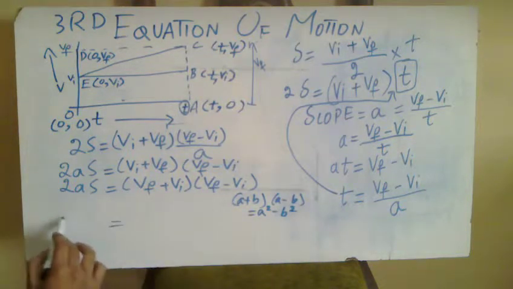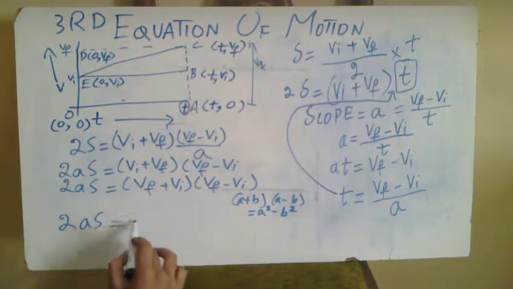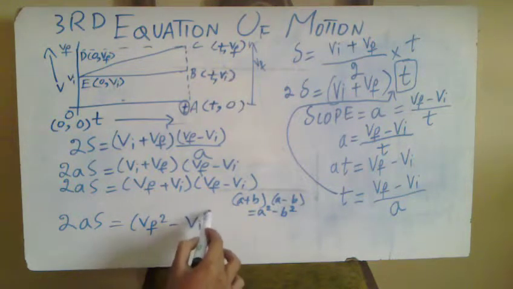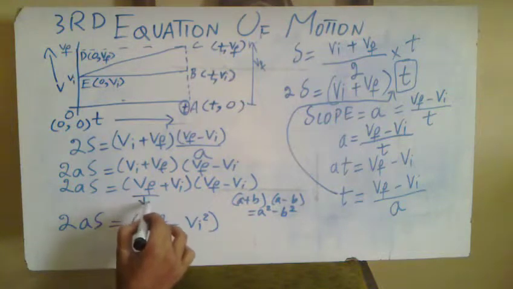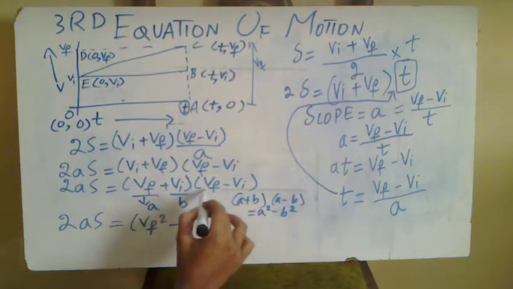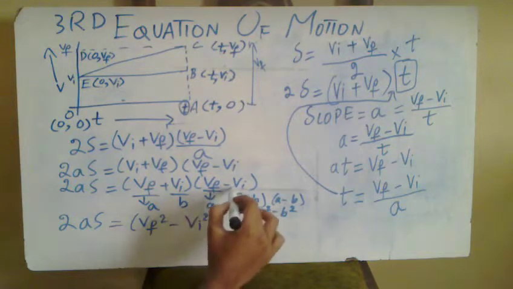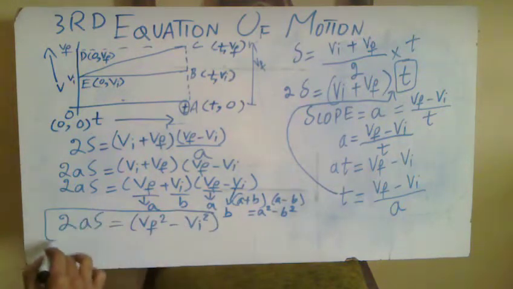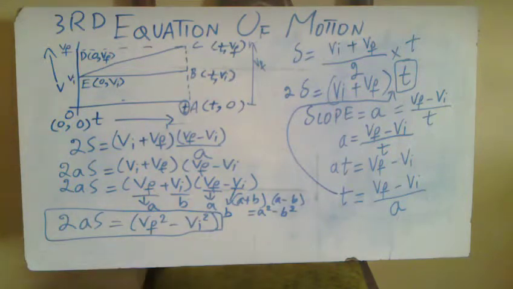So we will get 2aS equals Vf square minus Vi square, because here Vf is a and Vi is b, again Vf here is a and Vi is b. So we will get this third equation of motion.